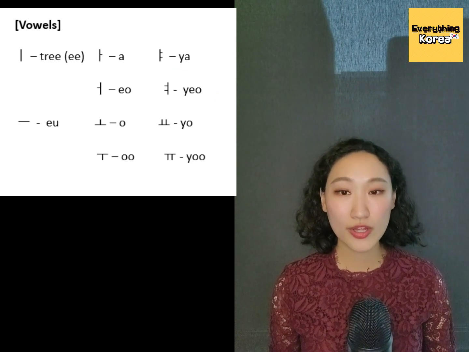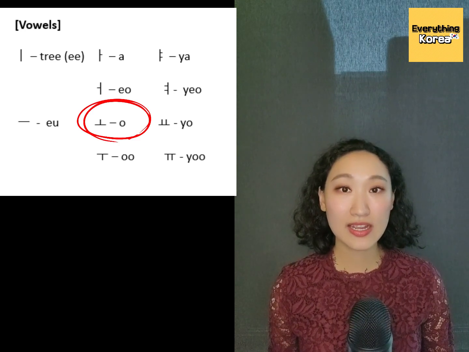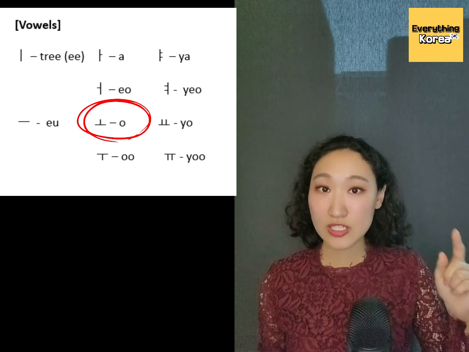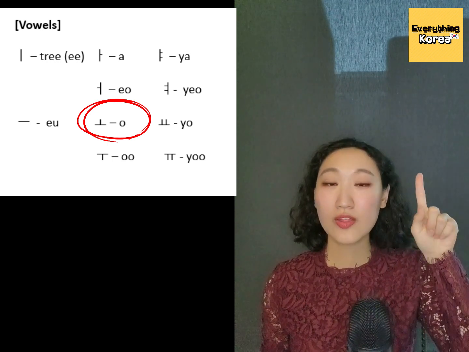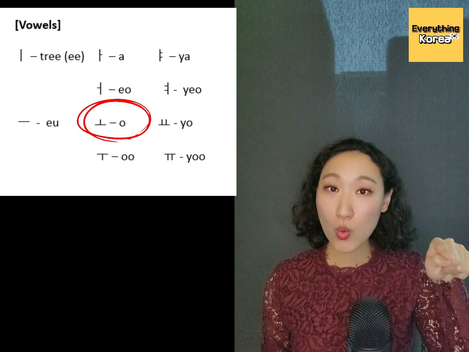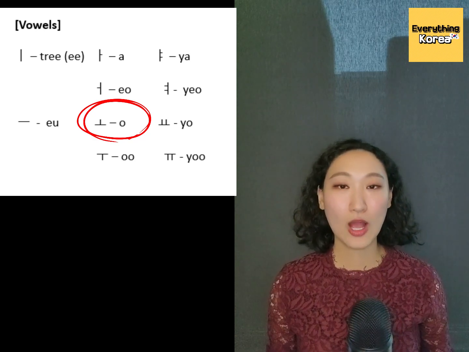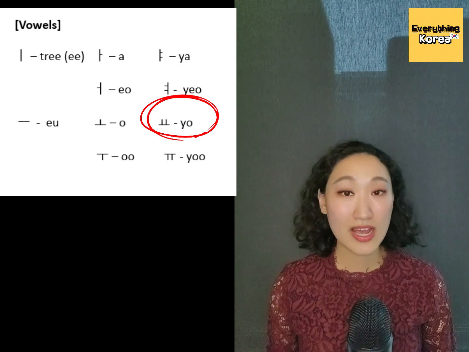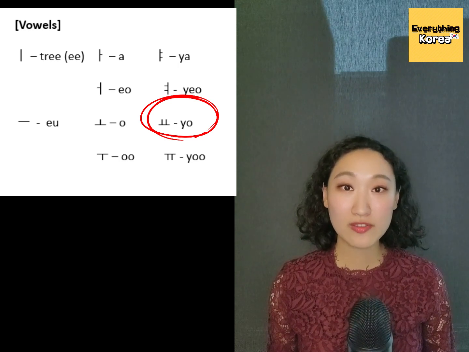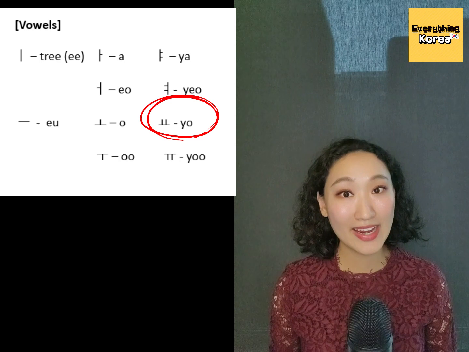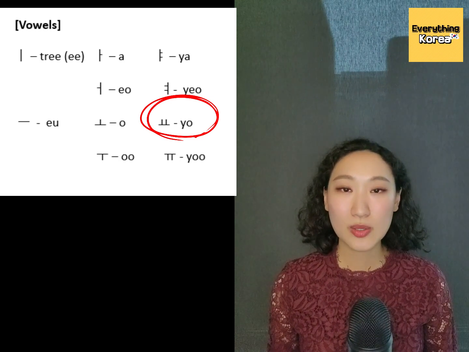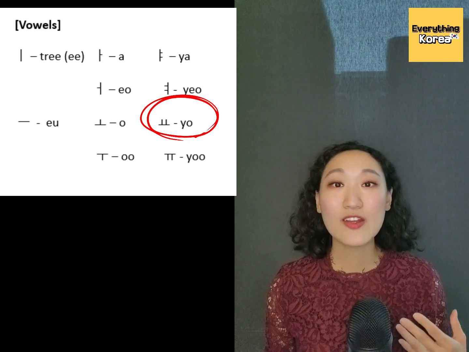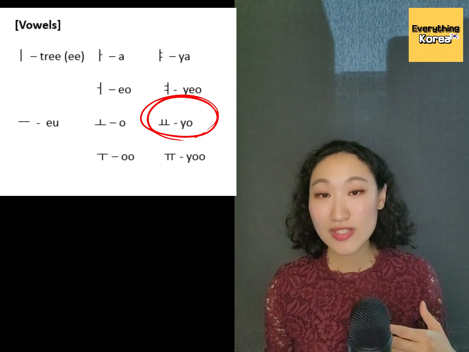Then the next one looks like a line is added over the O sound. O. The next is, it has double lines. Remember, when we have double lines, it sounds Y. So we put Y in front of O. So it's gonna be yo.